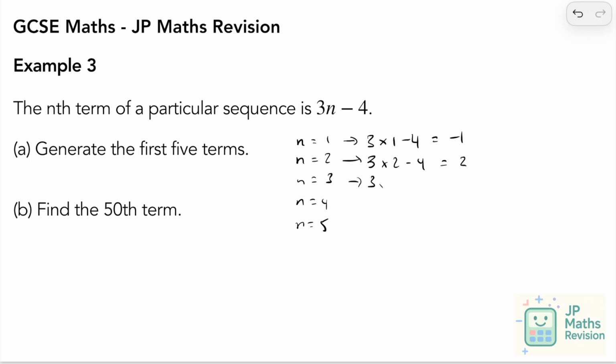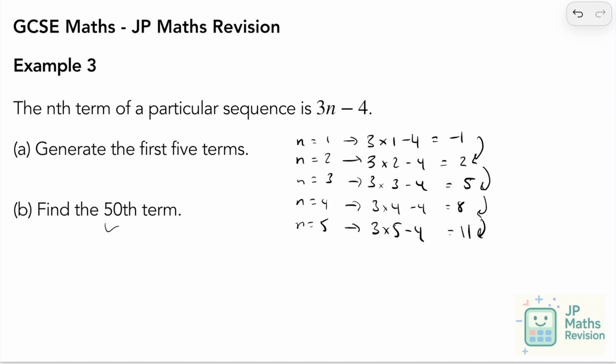When n is 3, we're going to do 3 times 3 minus 4, which is 5. When n is 4, we're going to do 3 times 4 minus 4, which is 8. And then when n is 5, it's 3 times 5 minus 4, which is 11. You can also see that you're adding 3 each time. So that is the first 5 terms of this sequence.